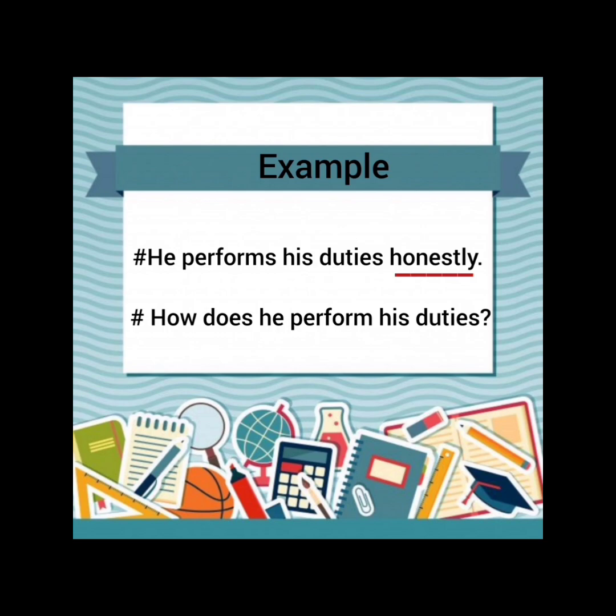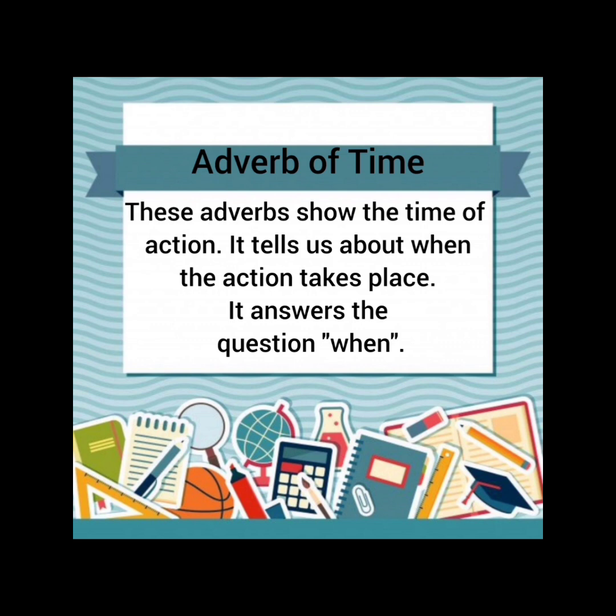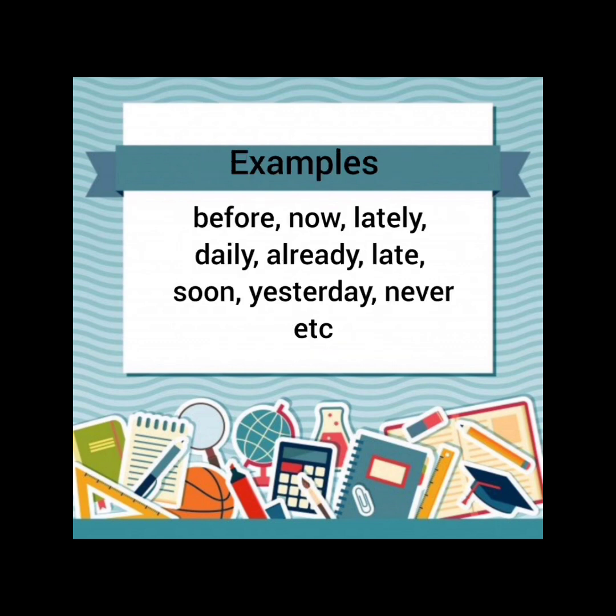Then the next kind is adverb of time. As with the name, it is very obvious. These adverbs show the time of action. It tells us when the action takes place, and it finally answers the question when. For example, before, now, lately, daily, already, late, soon, yesterday, never, etc. Let's use these words within our sentences and we'll get to know about adverb of time.